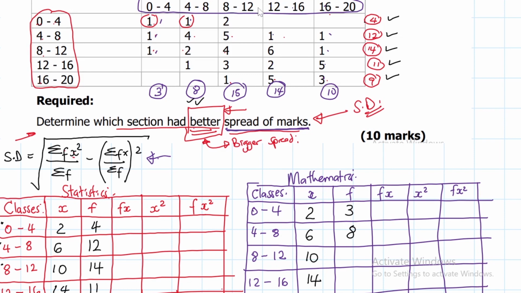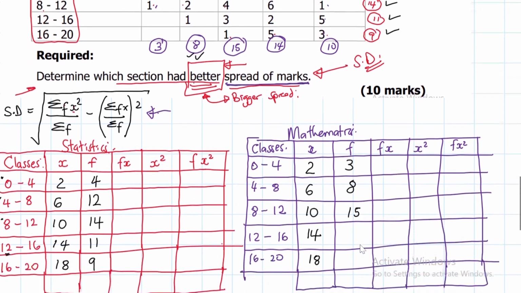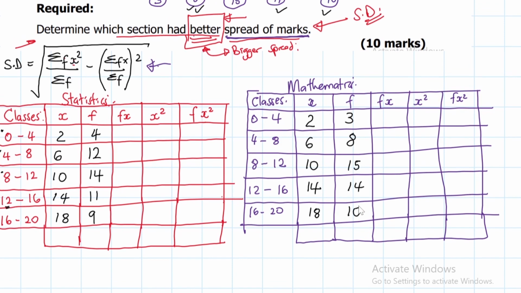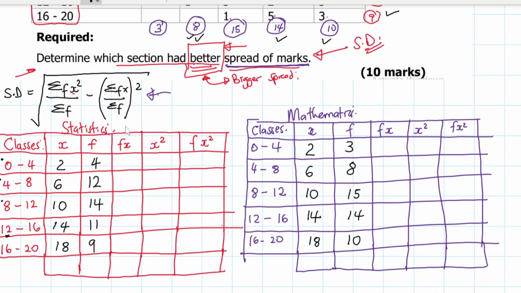The same here, 8 to 12, they are 15. So we come down here and say they are 15. Okay, so the rest is going to be, then they are 14, then they are 10. The ones for 12 to 16, they are 14. These ones are 10, like that. Basically we have just copied the frequency tables for statistics and mathematics. So now the rest of the work is just computational.